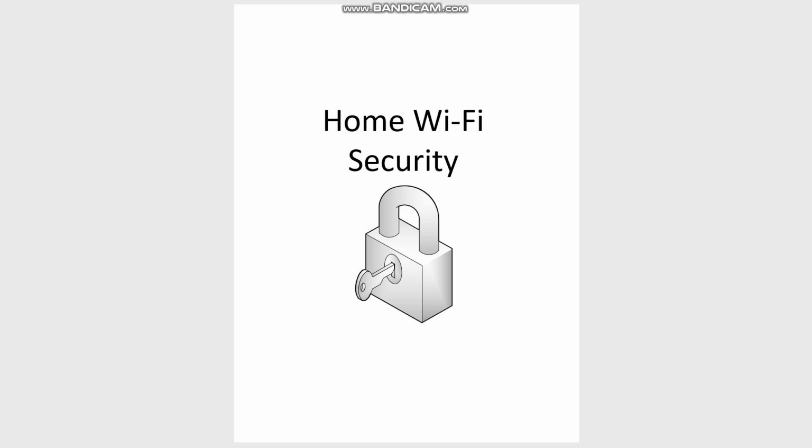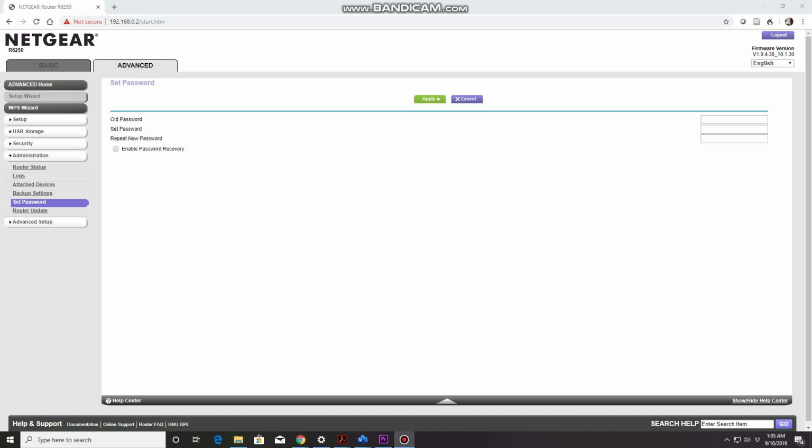In this video, I'm going to discuss some home Wi-Fi security best practices. A home Wi-Fi router has several passwords associated with it. The first one is the password used to connect to the web interface to configure your home Wi-Fi router. After connecting using the default password, you probably should set up your own password.